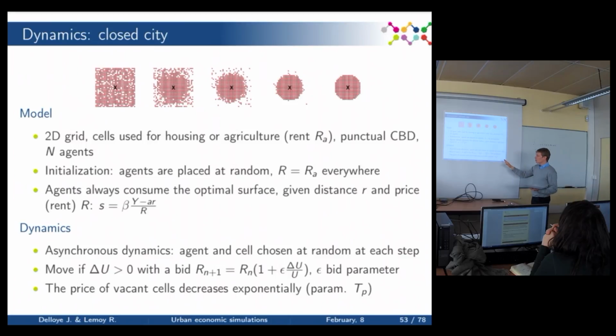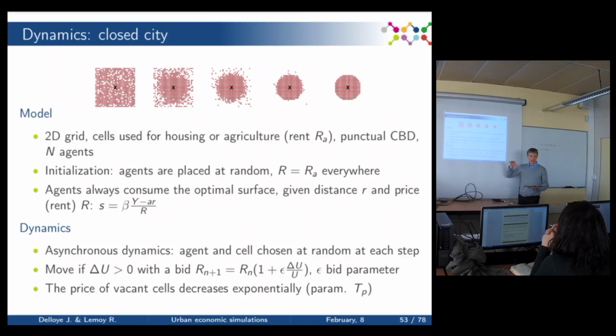The bid has this simple form. The increased rent at the next iteration, n+1, is the previous one at iteration n, multiplied by a factor which is bigger than 1. So 1 plus the relative gain in utility: utility after the move minus utility before, over utility before. Changing utility over utility. And then we need to add a parameter here, epsilon. I call it epsilon to control how fast or how slowly prices evolve.